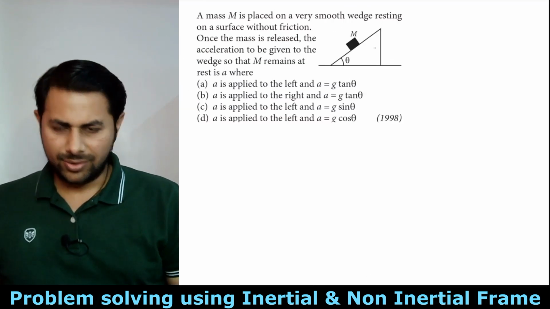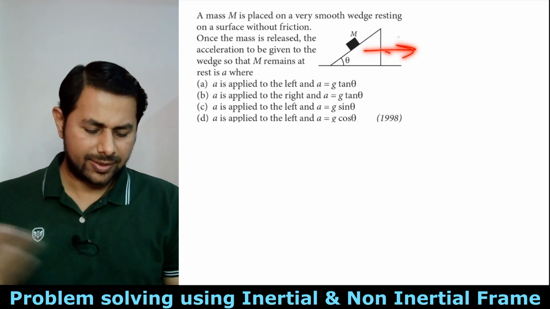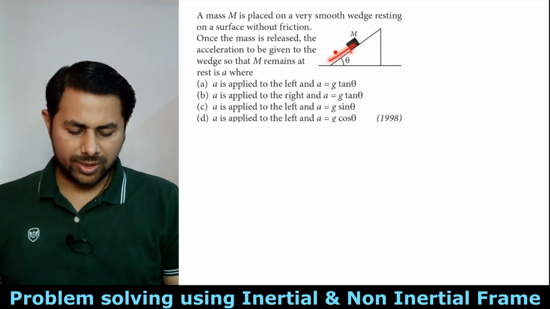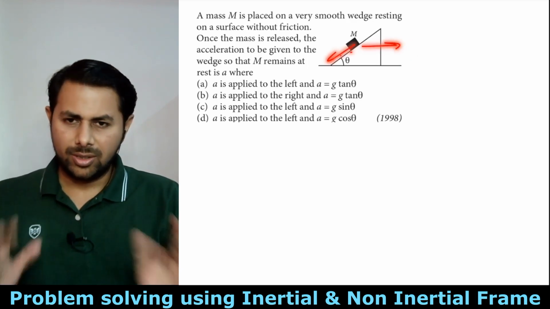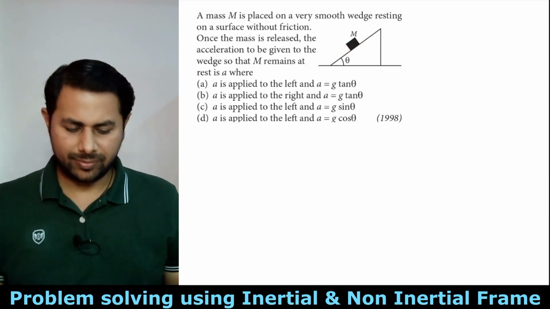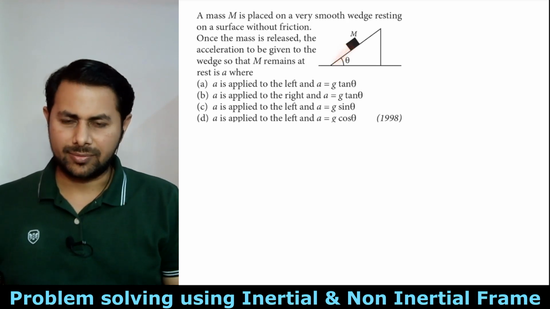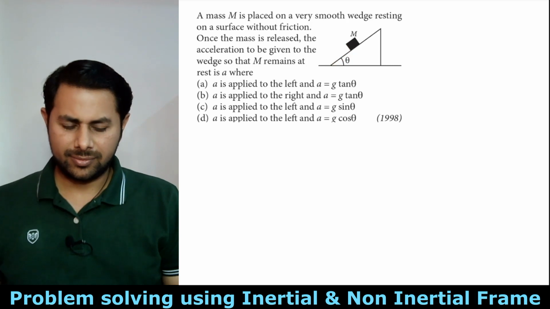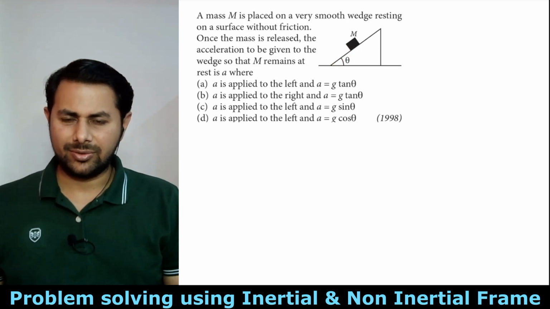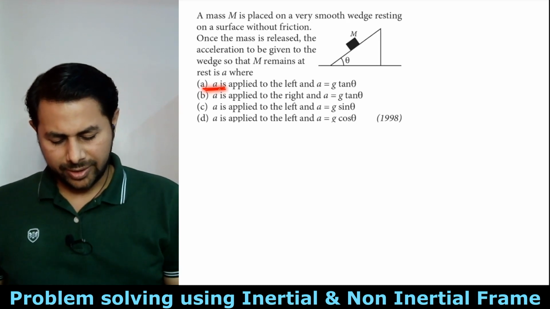So the acceleration cannot be towards the right. If you are giving acceleration towards the right, that means it was already moving down and you are moving the wedge away from it, so it will slide down even faster. Can you imagine that? Yes, no? Right. So what is the answer?